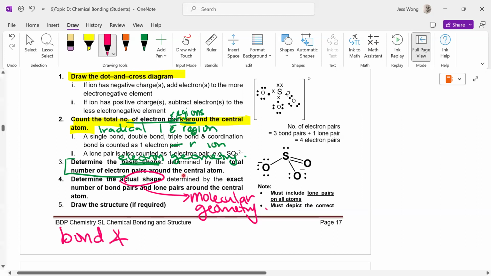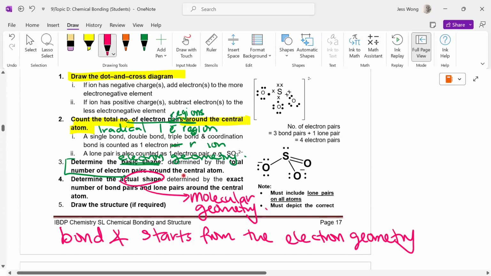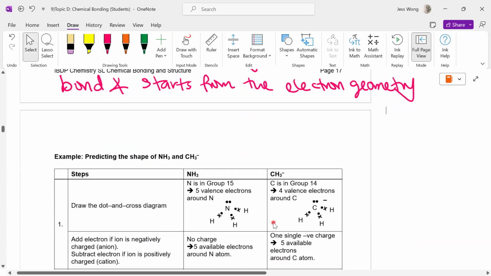And then, of course, sometimes they may want you to determine the bond angle. The bond angle actually starts off from the electron geometry. So we use the electron geometry as a basis to start off the bond angle, and then we slightly make some modifications to the angle. All right, let me show you how to do it.